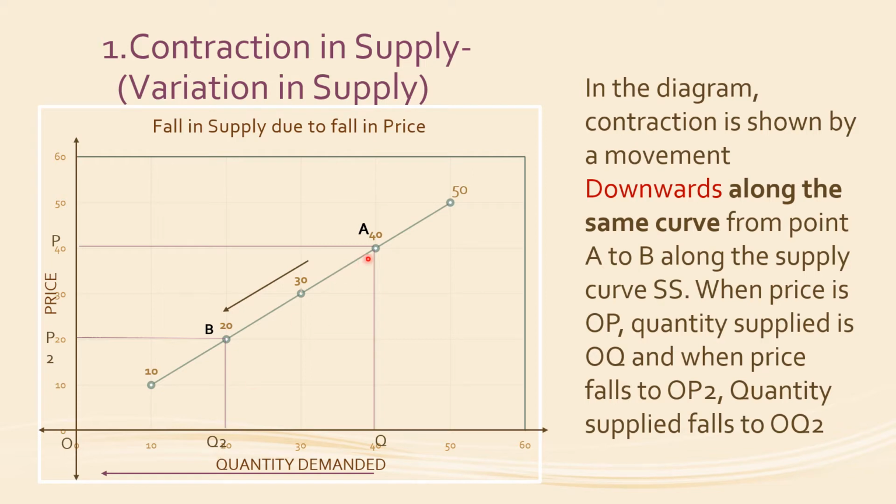So we see there is a movement downwards from right to left along the same supply curve SS from a point A to a point B. This fall in quantity supplied due to a fall in price only, other factors remaining constant, is called as contraction in supply. So you see in this case, in the example we're talking about, due to a fall in the price of ice creams, the quantity supplied of ice creams has fallen.